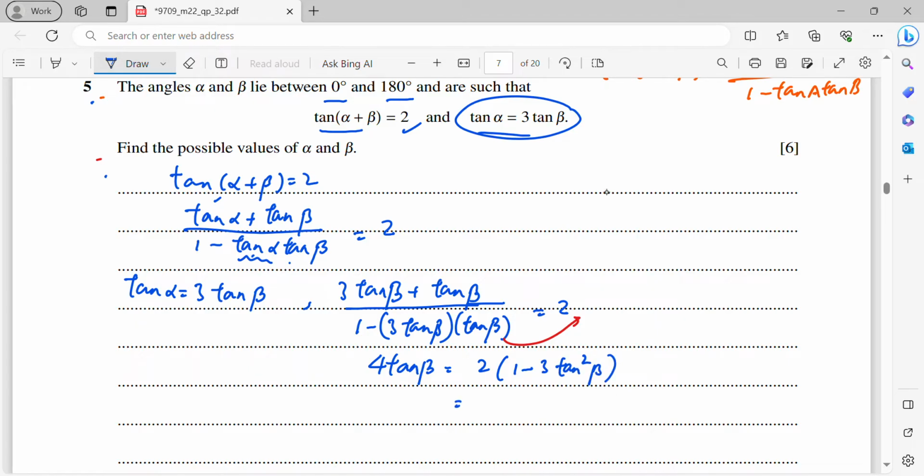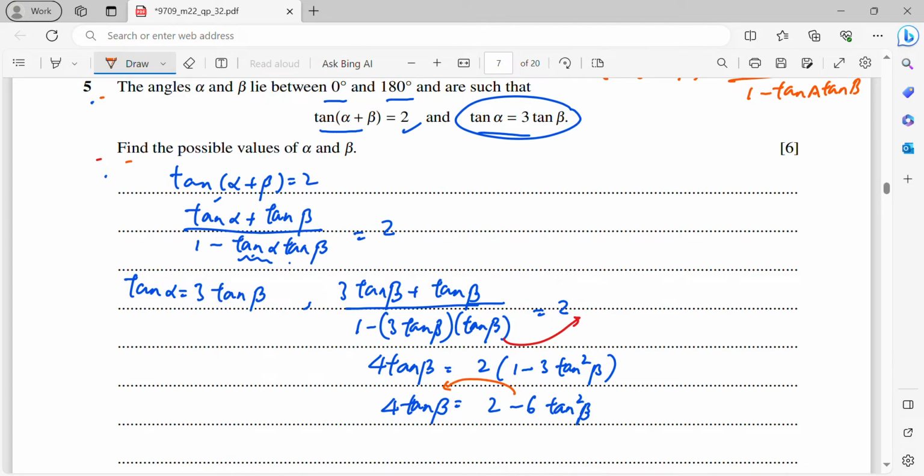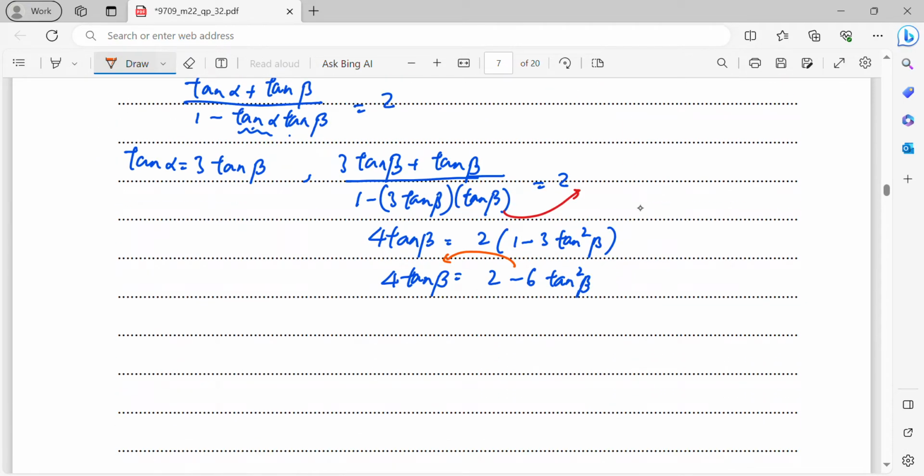Okay, and now here I will do expansion. It will be 2 minus 6 tangent squared beta. Then for the left hand side, it will be 4 tangent beta. So I will move all the terms to the left hand side in order to get positive tangent squared beta. So I will get 6 tangent squared beta plus 4 tangent beta minus 2 equals to 0. Now the whole equation can be divided by 2. So it becomes 3 tangent squared beta plus 2 tangent beta minus 1 equals to 0.